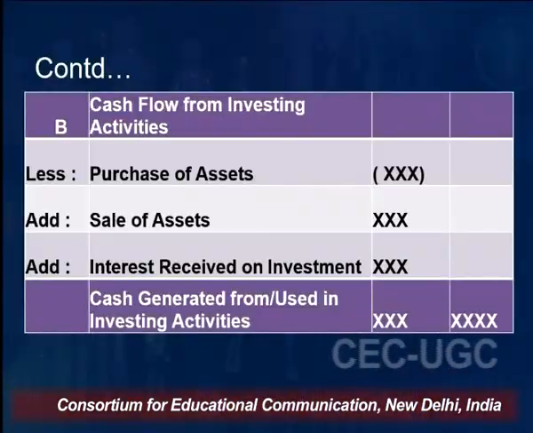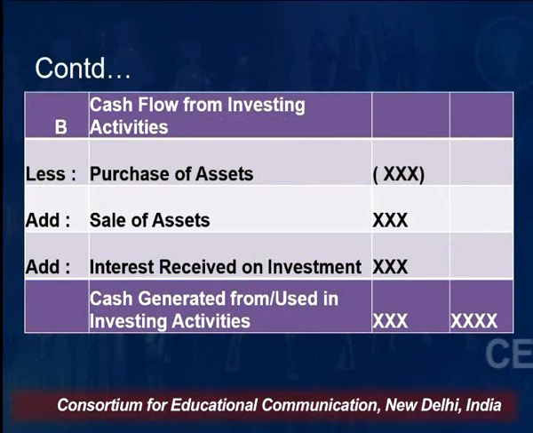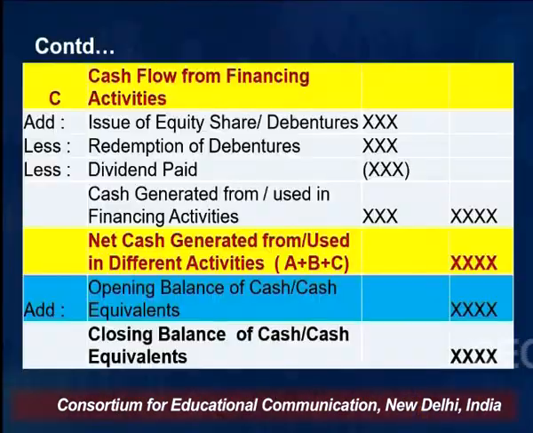Once it is done, the next step is cash flow from investing activities. Very simple. If there is a purchase of asset, it is a cash outflow. Sale of asset, it is actually an inflow. Interest received on investment, again it is a kind of inflow. After adjusting the inflow and outflow, you will come to know about cash generated from or used in investing activities. Next step is financing activities. The same process. It is very simple because there is no non-cash item, non-operating item. There is no working capital changes to be incorporated here.